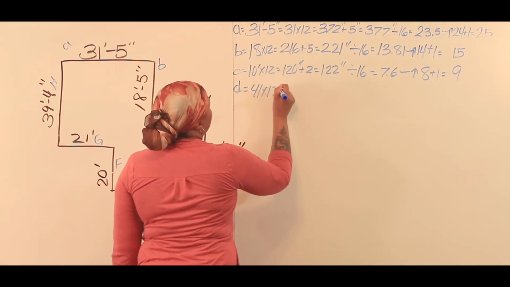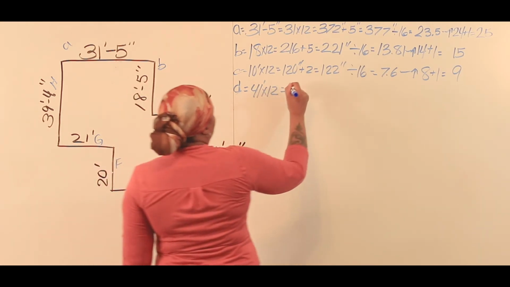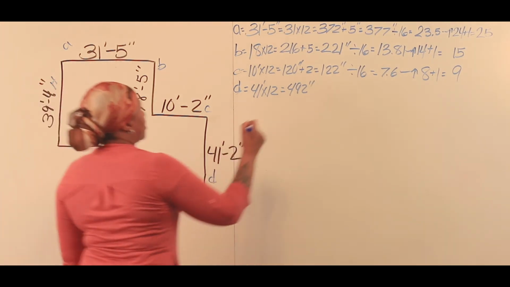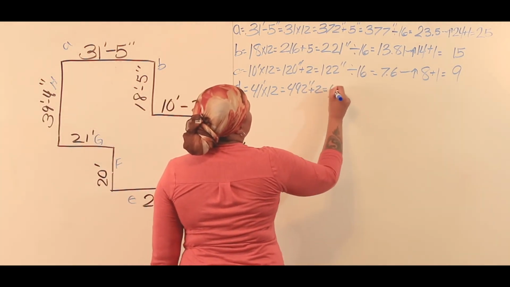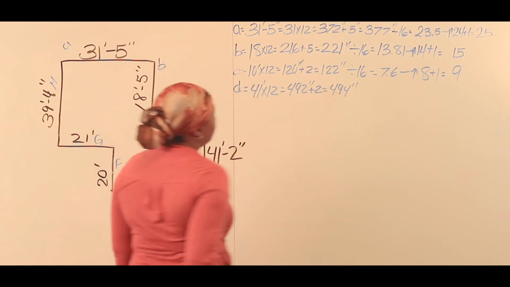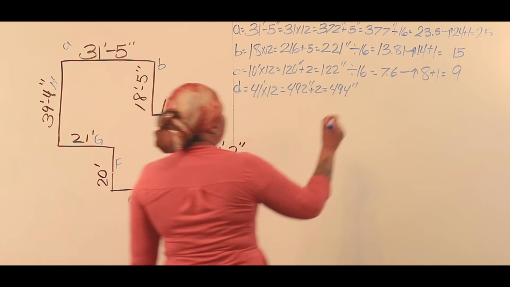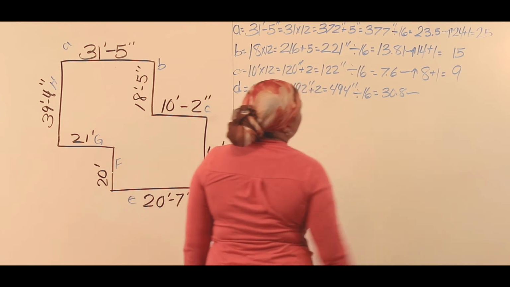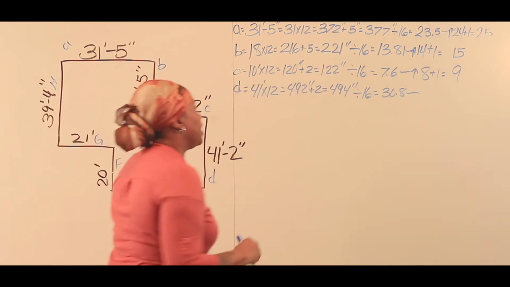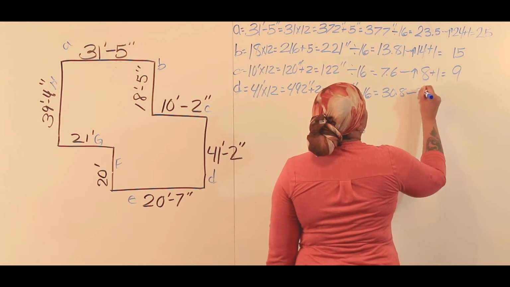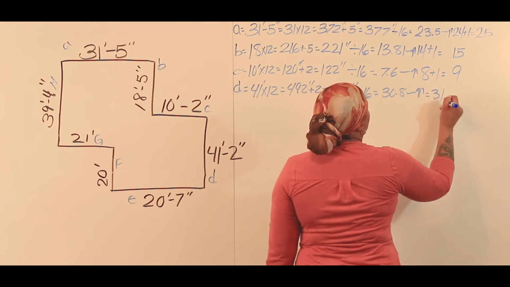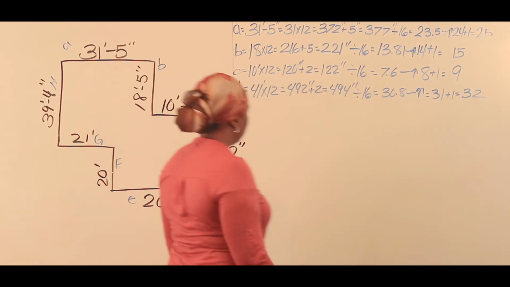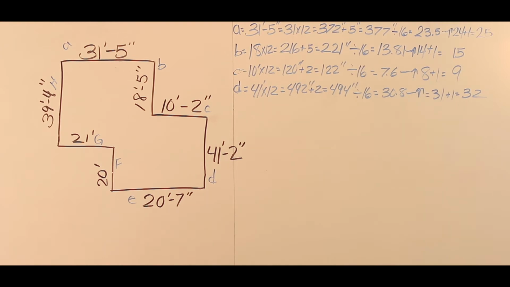41 times 12 is 492 inches, plus the 2 inches we already have, 494 inches. Next step, divide by 16. When we divide that by 16, we get 30.875. Because anytime I have a decimal, I round up. So that would be 31, plus the starter stud, 32 studs there. Let's go to E.